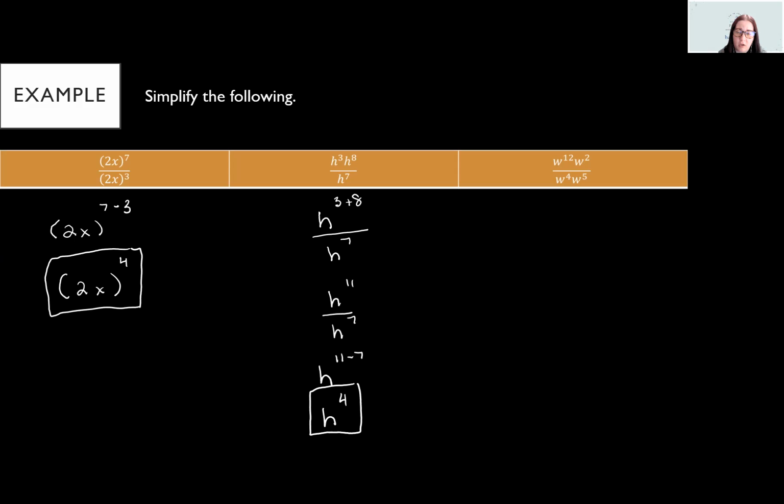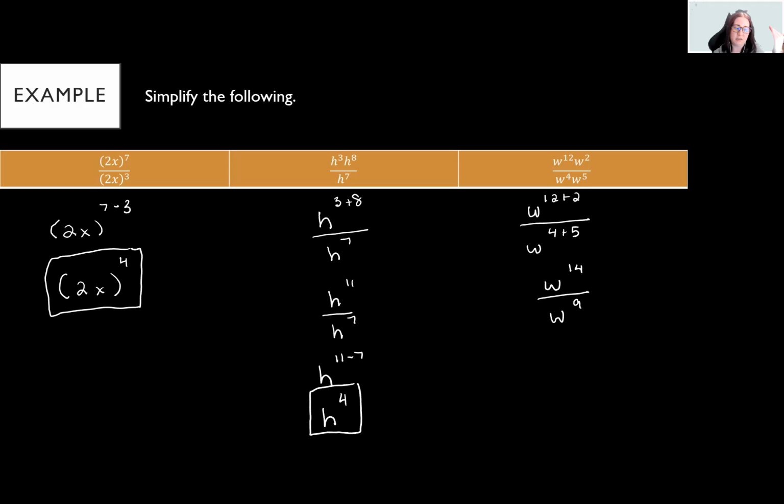Now, the next one here, we've got two multiplications going on. We have w to the 12th and w squared, so those are multiplied on top. And then we have w to the 4th and w to the 5th, and those are multiplied in the bottom. So you're going to combine both of those multiplications going across. We're going to add our exponents on the top and then add the exponents on the bottom, so we're going to do those together. We're going to have w to the 12 plus 2 over w to the 4 plus 5. So this gives us w to the 14 over w to the 9.